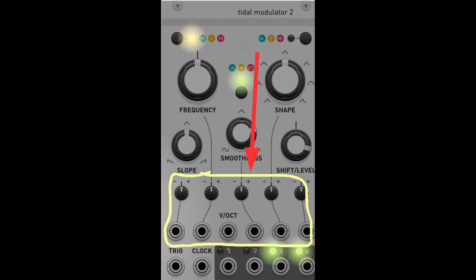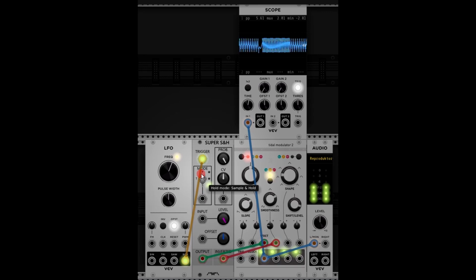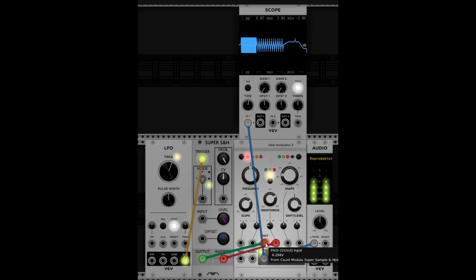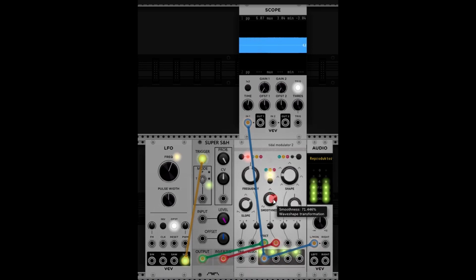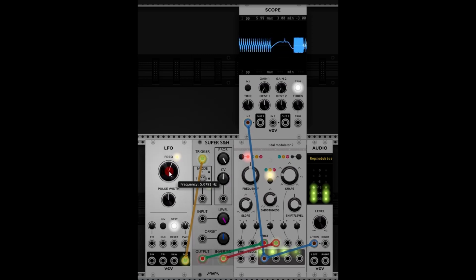All 5 parameters can be CV modulated, and the CV injects are equipped with attenuators. There's even a volt per octave input jack. So let me mess around a bit with these CV input jacks here. So what we have is pitch modulation by an LFO and sample and hold combination, and the inverted output of the sample and hold unit modulates the smoothness parameter. Let me change the frequencies a bit. The LFO frequency.